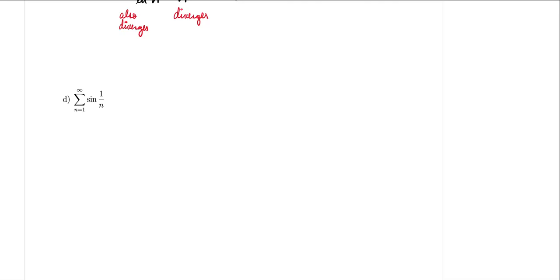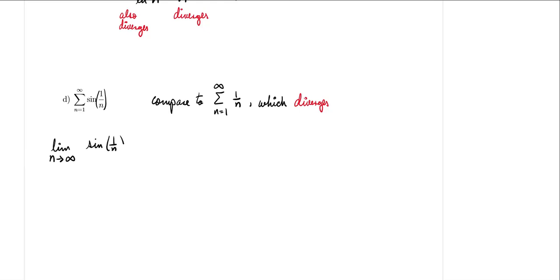Now again, this is the sine of 1 over n, not the sine of 1 over n or anything like that. However, because I do see some n in the denominator, to me that's a hint that I could probably compare it to the harmonic series. So I'm going to go ahead and compare it to the series for 1 over n. And again, we know that this one diverges. Okay, so let's go ahead and use the limit comparison test. So we're going to take the limit as n goes to infinity for the sine of 1 over n divided by 1 over n.